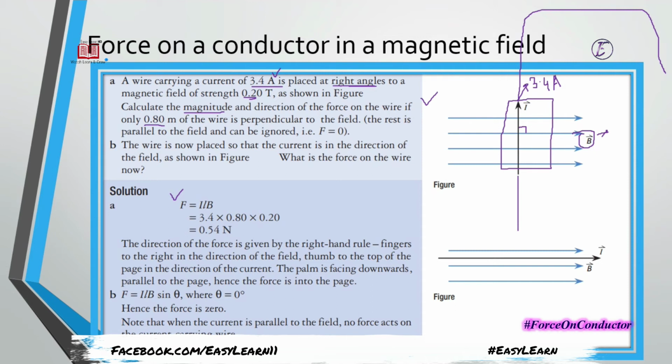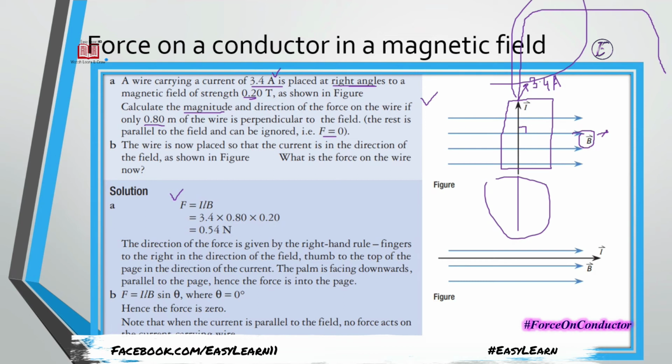Don't avoid these things, because we need to consider only the section of the wire that is under the magnetic field, that is perpendicular to the field. The rest is parallel to the field and can be ignored. Okay, so at the parallel part, F is equal to 0, because here the force is 0.